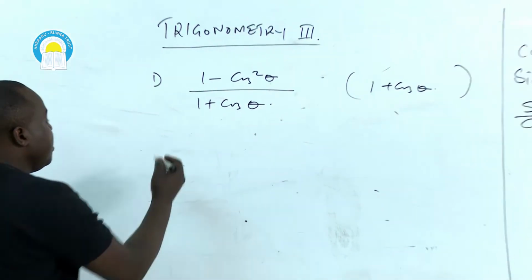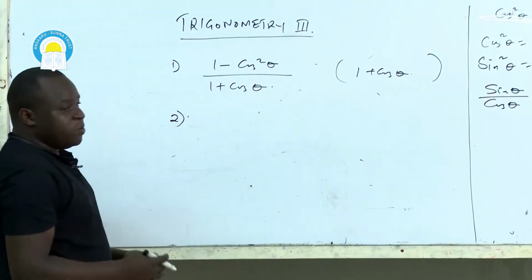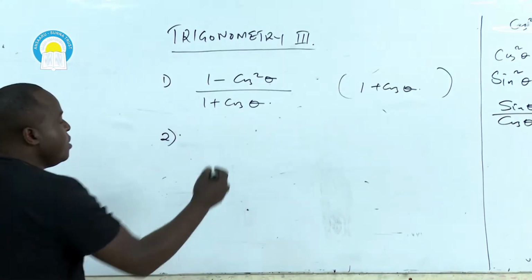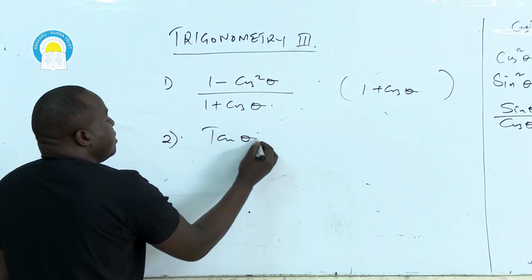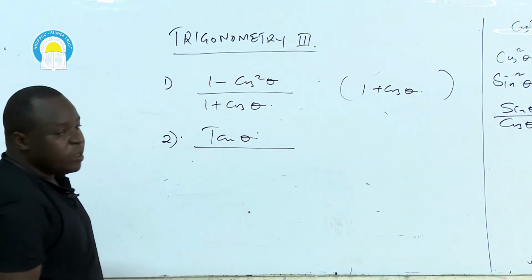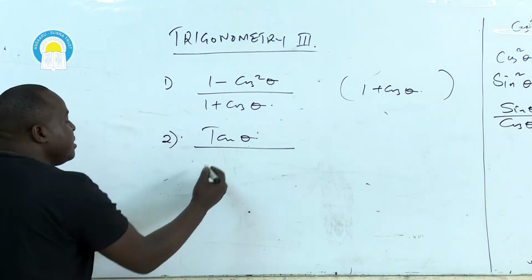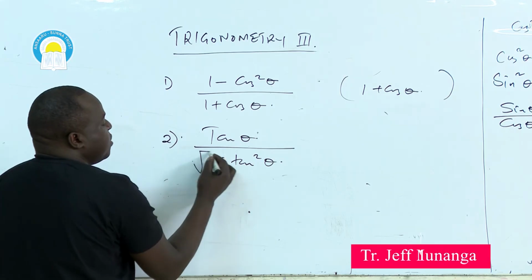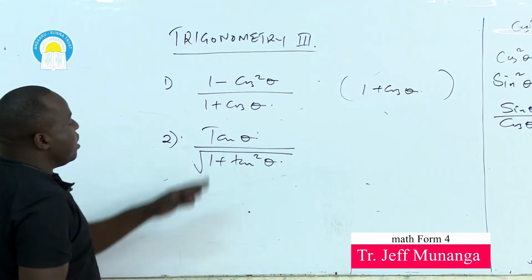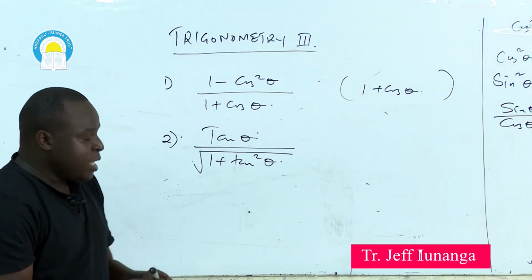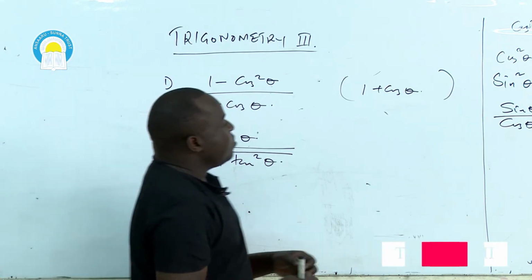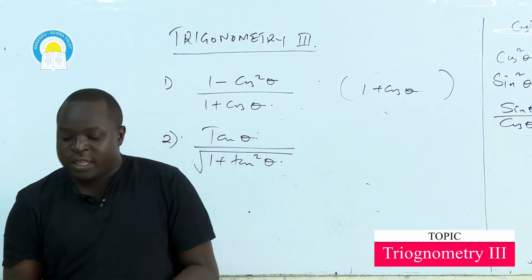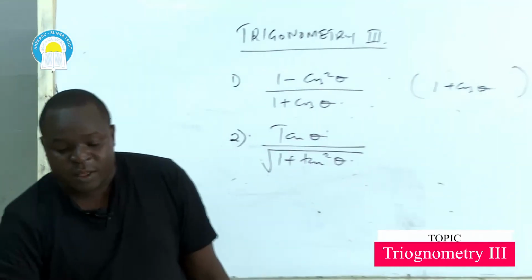Try to work out the question until you get this value here. Then the second question I want you to do later on is the square root of tan theta over 1 plus tan squared theta. So try to work out these two questions, and I think that will be enough for the introduction to trigonometry.